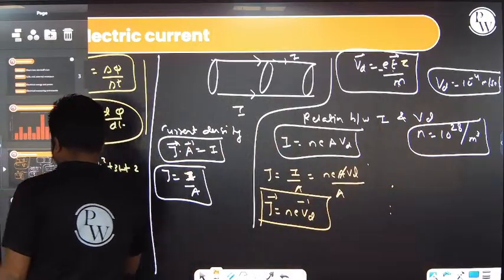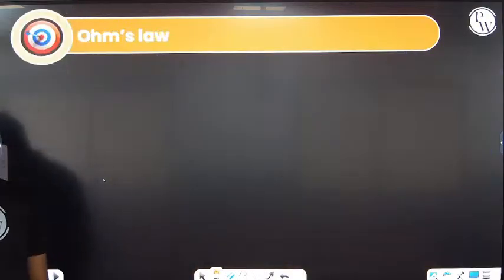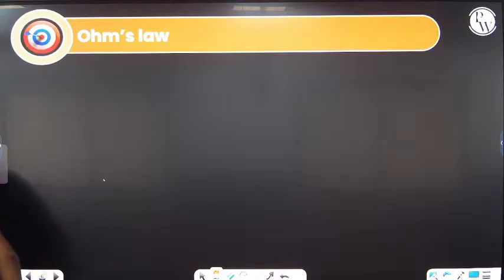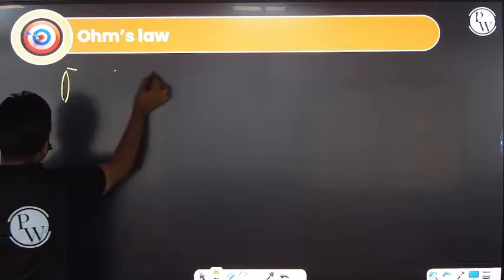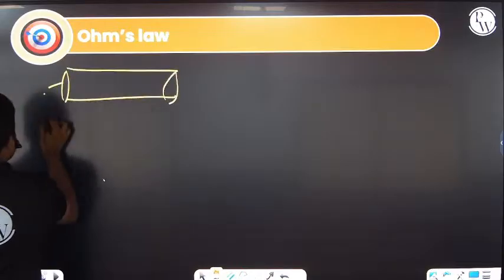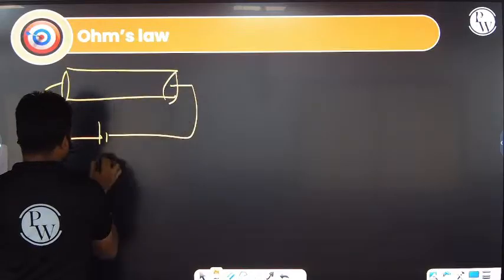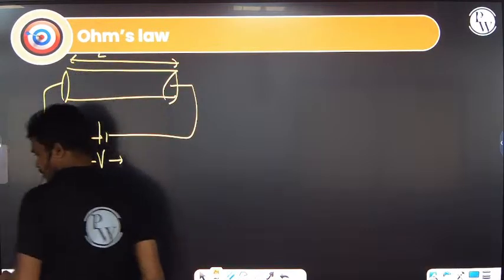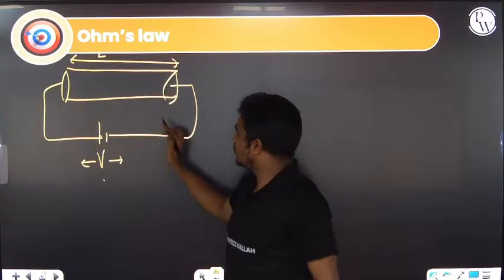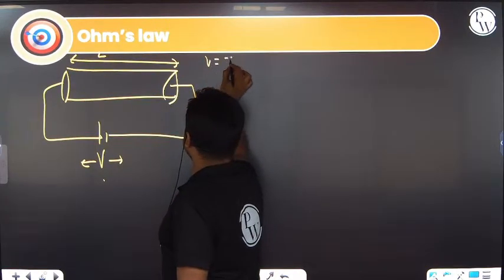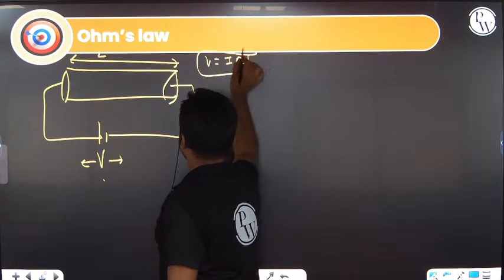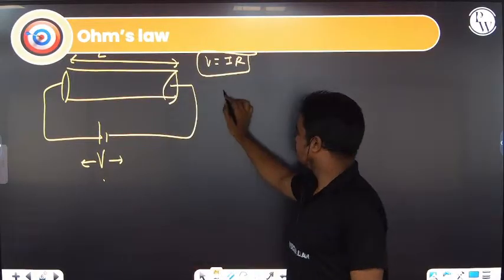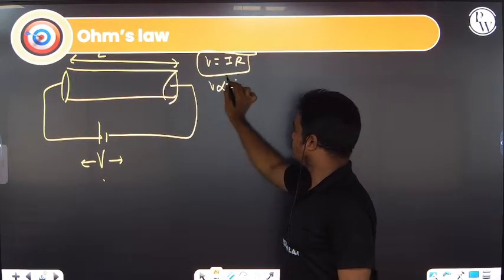Next we define Ohm's law. So what is Ohm's law? For a given conductor, if we apply a potential difference V and the length of the conductor is L, then the potential difference V equals I into R. And how do we get V equals I R? We can write that V is proportional to I.